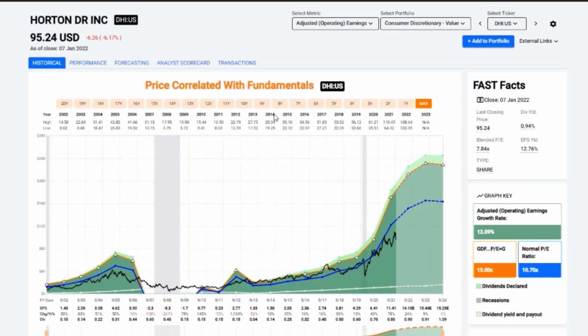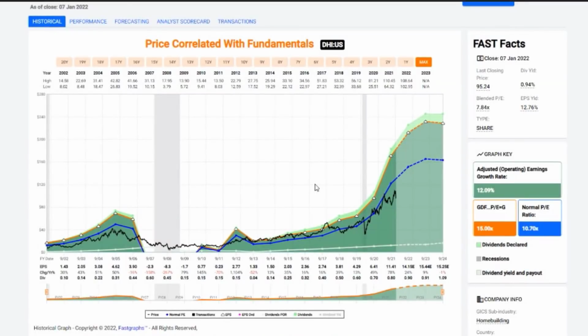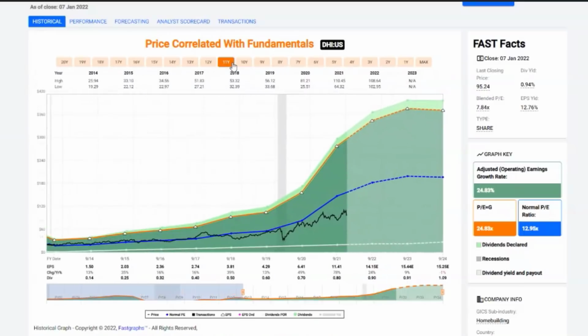The next one is D.R. Horton. D.R. Horton is a very low-yielding stock, less than 1%. Earnings yield is over 13%. This is a home builder. Home building has been really hot lately. It is expected to begin leveling off at some point. But houses have been really hot, and the stock has really performed beautifully in the last decade or so.